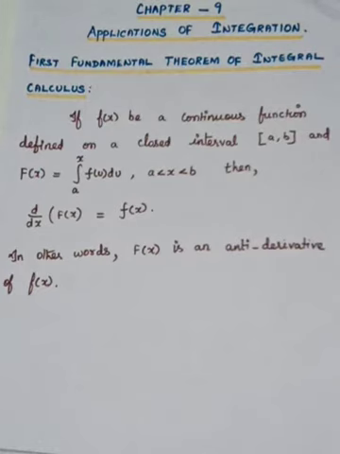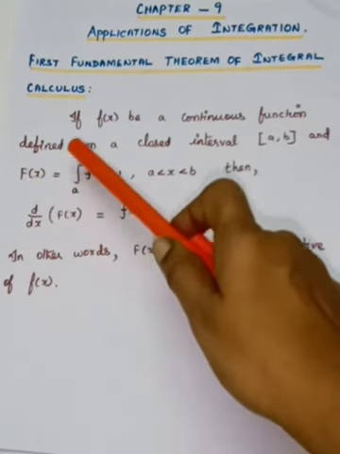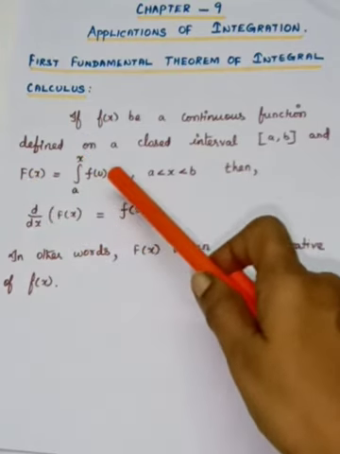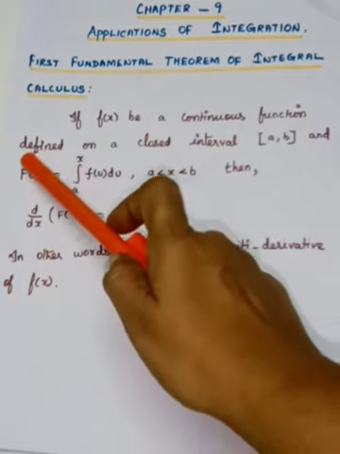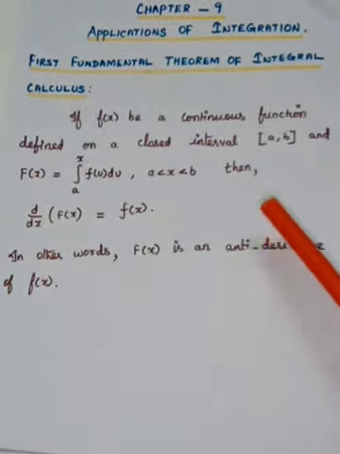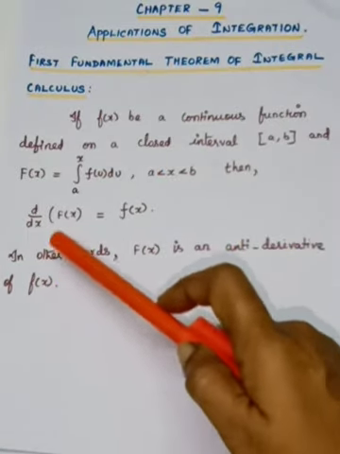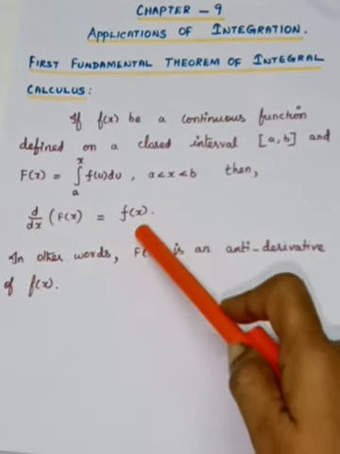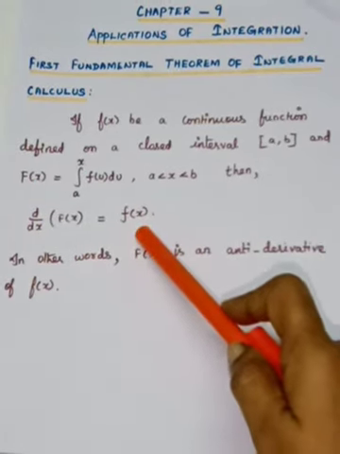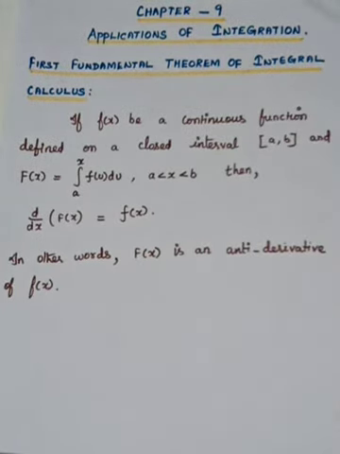See that small f(x) is a continuous function defined on the closed interval [a, b], and you can write F(x) equal to the integral from a to x of f(u) du. That means capital F(x) is called the antiderivative of small f(x), because capital F dash of x is equal to small f(x).